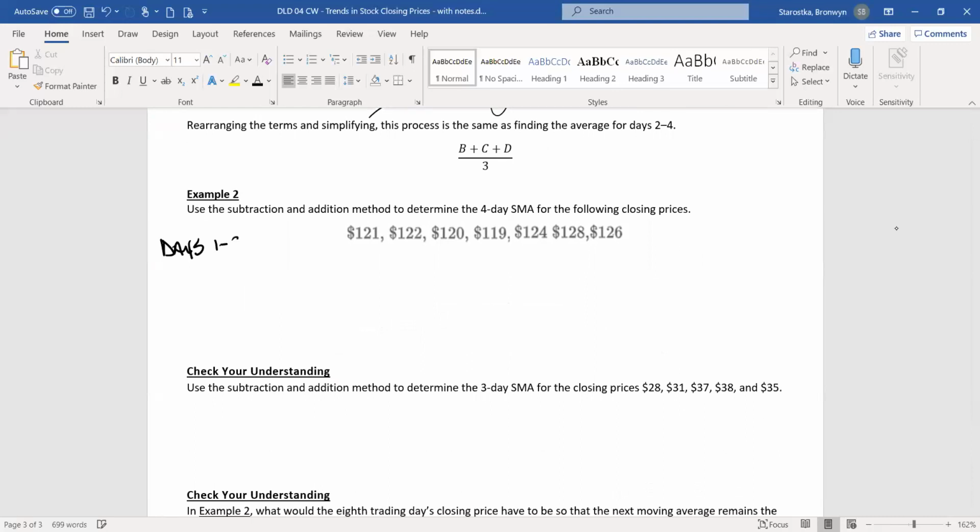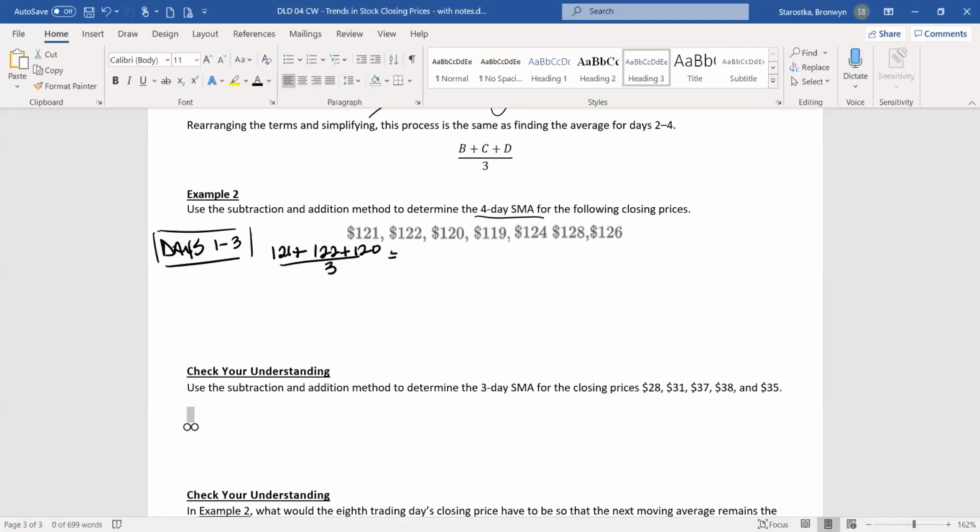Days 1 through 3, it's going to be 121 plus 122 plus 120 divided by 3. When we put that into our magic calculator, we're going to get the average for days 1 through, oh, wait a minute, we're doing 4 days, sorry.